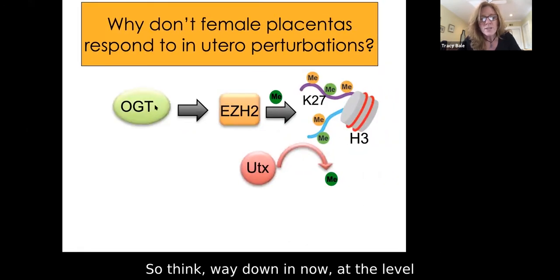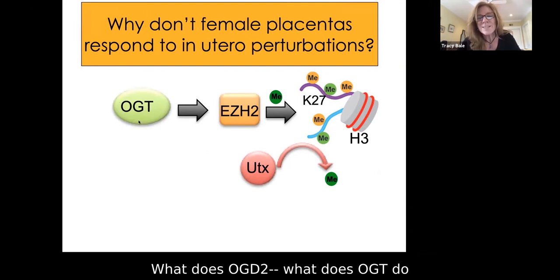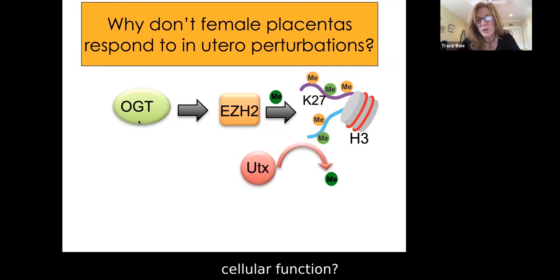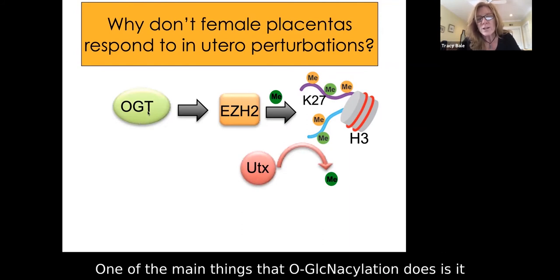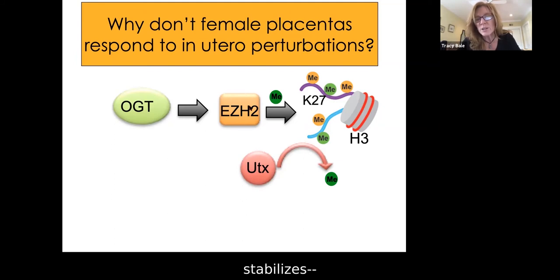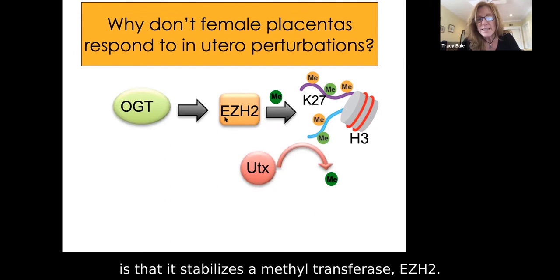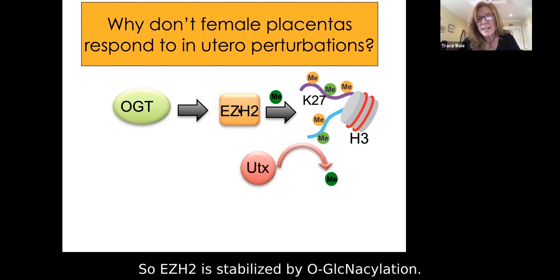Okay, so think way down now at the level of the trophoblast cell in the placenta. What does OGT do that might be important for understanding cellular function? One of the main things that O-GlcNAcylation does, especially as related to transcriptional responses, is that it stabilizes a methyltransferase, EZH2. So EZH2 is stabilized by O-GlcNAcylation.